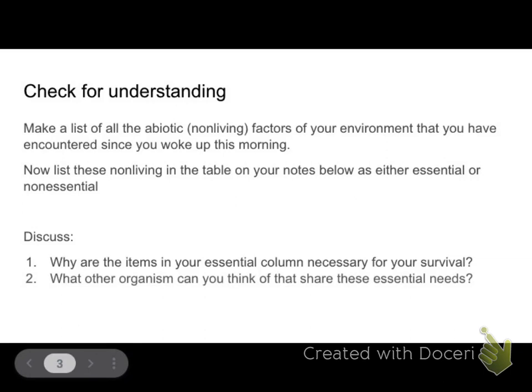So we just talked about why the items that are in our essential column are necessary for life. Can you think of any other organisms that share similar essential needs with us? I would say, let's say, like mammals and reptiles and birds and amphibians for some portion of their life need air. So there are some other organisms that need air. What else do we have in common with other organisms?